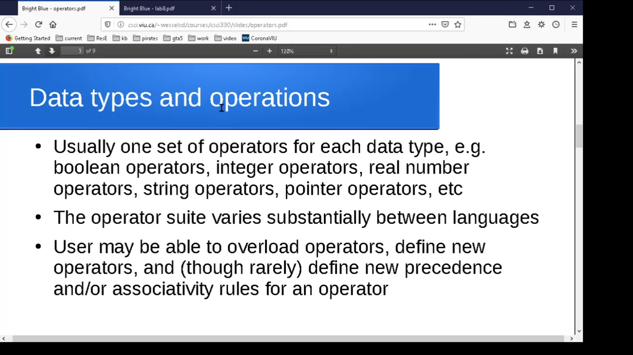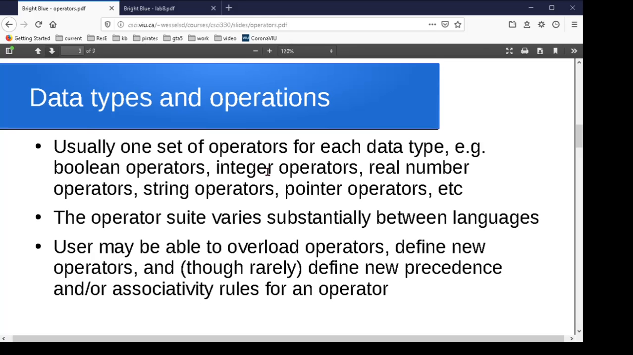All right. In terms of data types and operations, again, we're all used to the standard math operators, but by now you've seen lots of other kinds of operations. You've seen string operations and struct operations and that kind of thing. So usually the idea is we've got one set of operators for each different data type. So you'll have a string addition operation, that's probably concatenation. You'll have a float addition. You'll have an integer addition. So you'll have all of these different operators that are defined for specific groups of data types. So Boolean operators, integer operators, real number operators, etc., etc., etc.